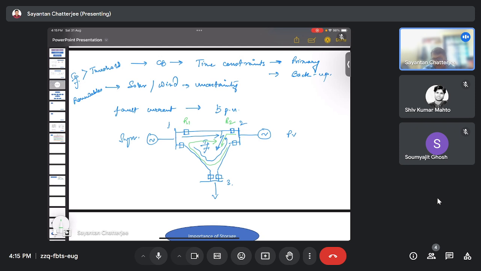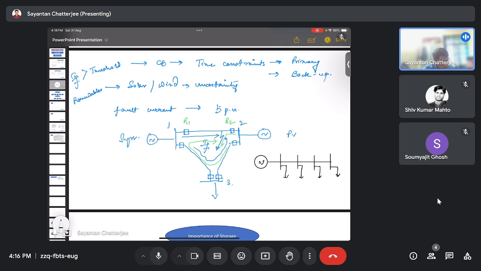Mostly this is the case for the transmission side, and similar goes for the distribution side. Let's consider a similar scheme where we have a substation. From the substation, the distribution line, which is mostly radial in nature, and we have the buses here. Let's consider 2 or 3 buses, and we have the loads here.